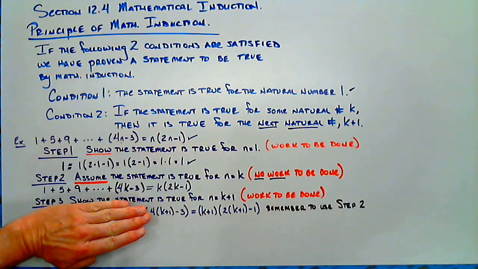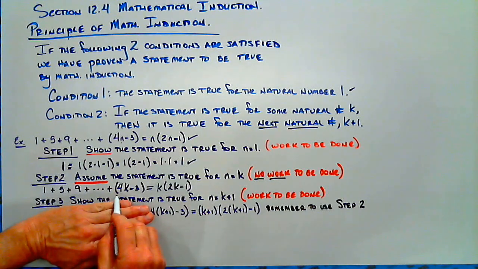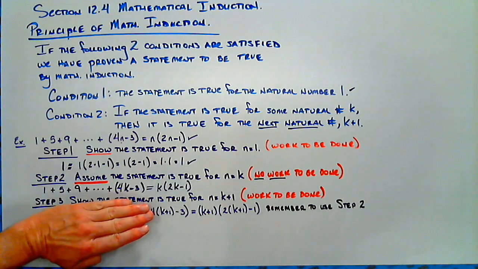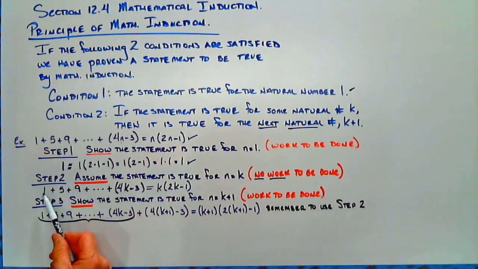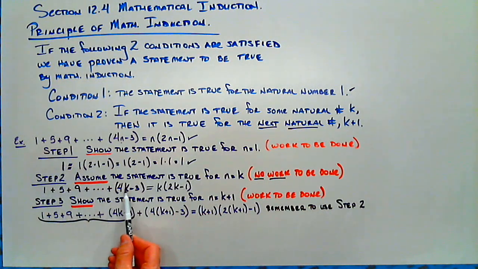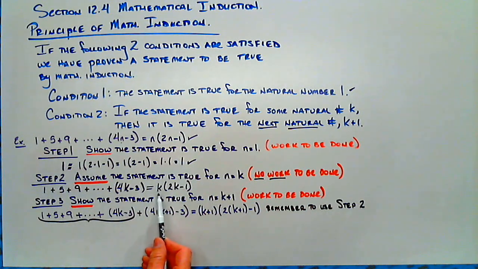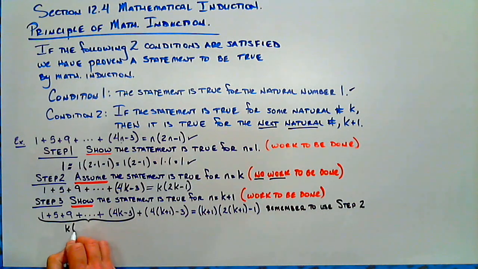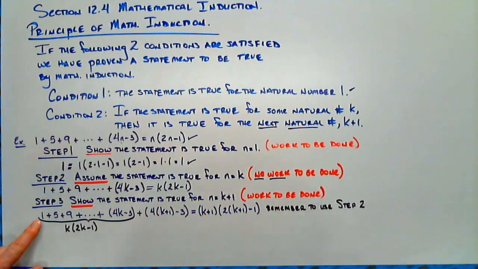Look right here. 1 plus 5 plus 9 plus all the way to 4k minus 3. We know what that is. Step 2 said we're going to assume that 1 plus 5 plus 9 plus all the way to 4k minus 3, this exact thing we have right here, is equal to k times 2k minus 1. So I can replace all of this with this, because I can substitute that in place of this. They're equal according to step 2. That's the important thing about step 2. We're going to use it in step 3.